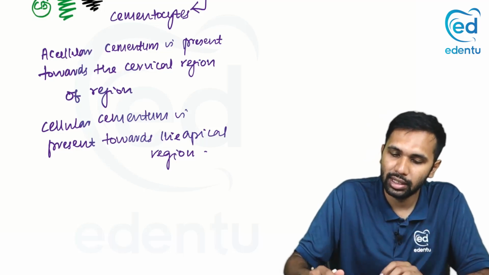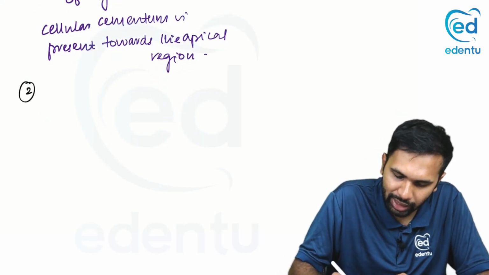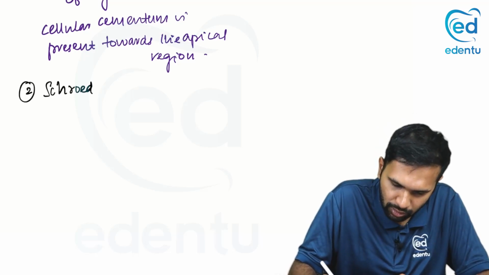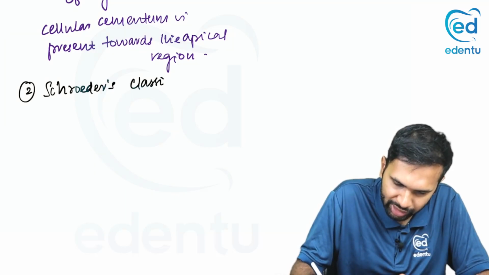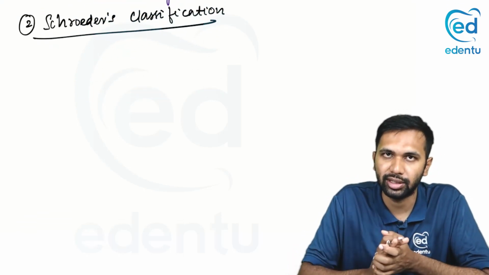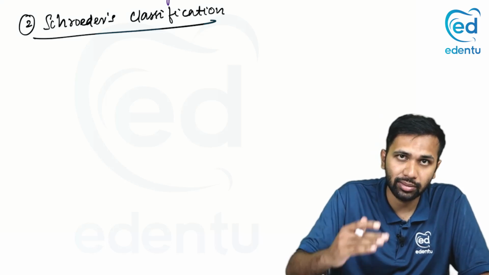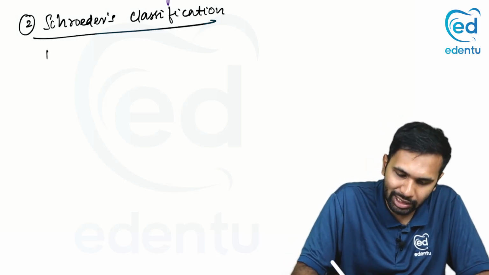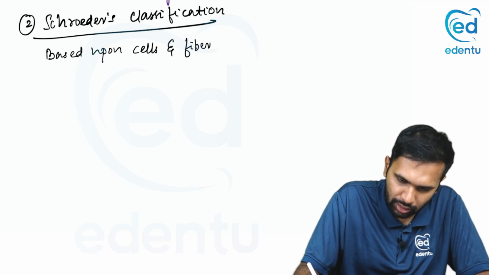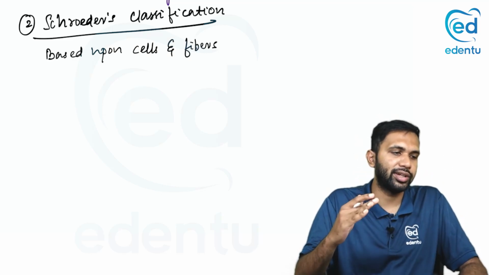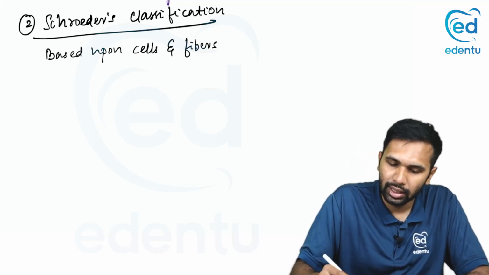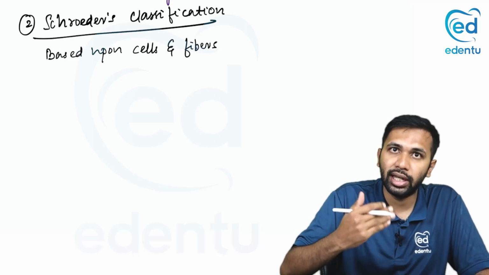A little bit easy. The second classification is a little bit complex, and it was given by a scientist called Schroeder. Schroeder's classification. He gave a complex classification of cementum, in that he classified the cementum into multiple types based upon the cells and fibers which are present in cementum. First, I'll just write down what the types are, then I'll explain it to you.